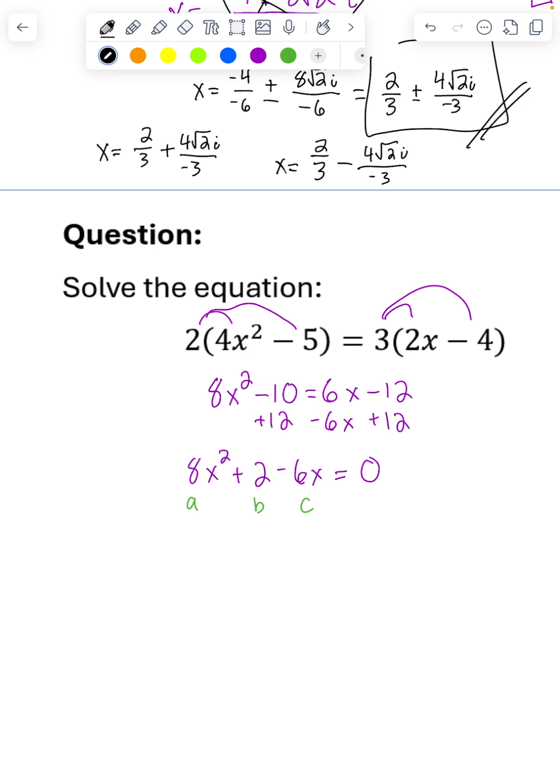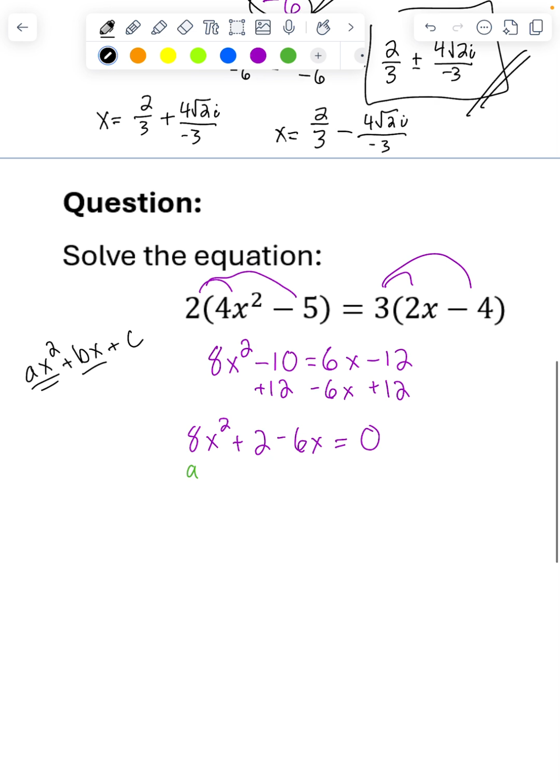Remember, the order doesn't matter for A, B, and C. What they're connected to matters, right? So A is always connected to x squared, B is always connected to x, and C is always alone. So if you write it in this order, that's fine, but make sure you know that actually your B in this case is that -6, and your C is the 2. All right. Now, I always just like to write it in the right order, so I always like to do the x squared, then the x, then the constant, so I don't get my A's, B's, and C's confused. But as long as you figure out what your A, B, and C are correctly, the order you put them in doesn't really matter there. So let's get to solving.